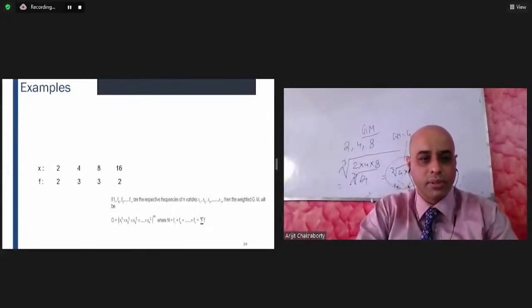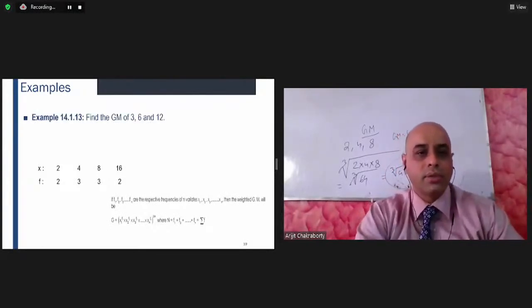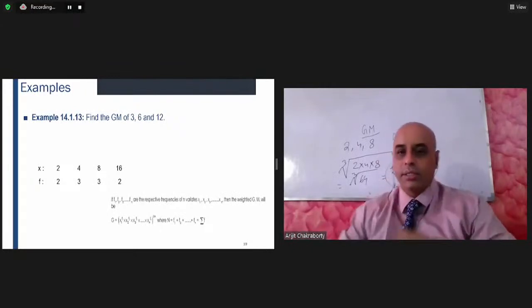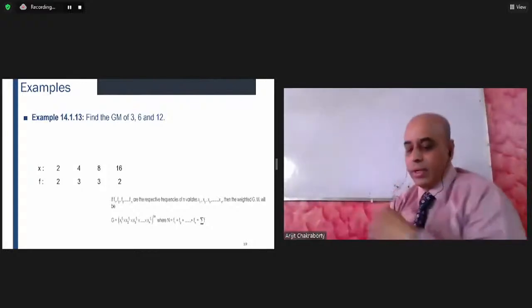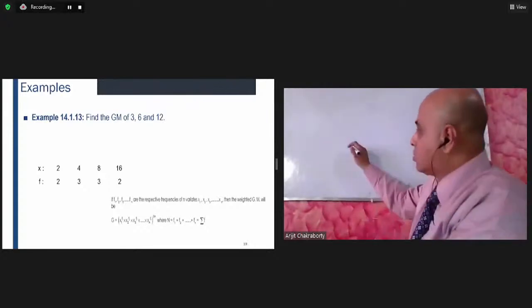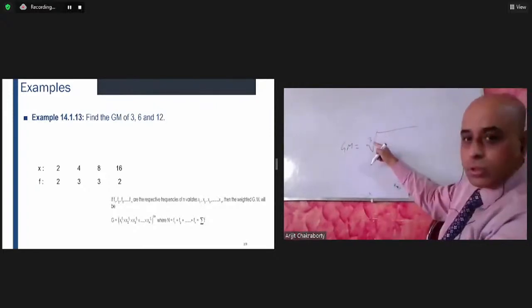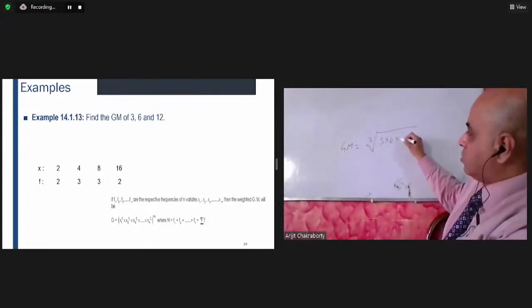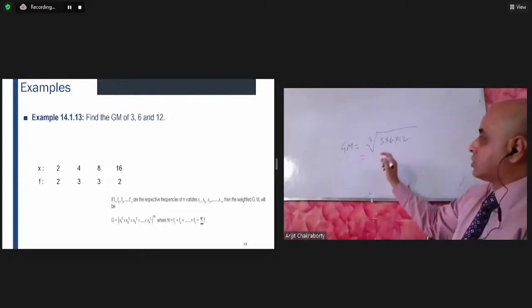Before getting into the discussions on the ratios and all, we will just go into some examples. The best way to learn is through examples. Find the GM of 3, 6, and 12. This is from the study material. Let us try and see 3, 6, and 12. So there are 3 numbers here, so we have to find out the cube root. So the GM will be the cube root of 3 into 6 into 12.